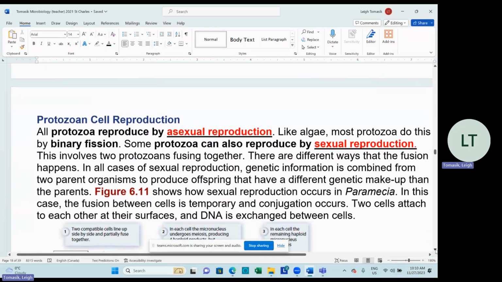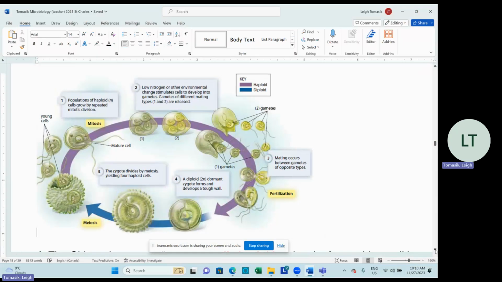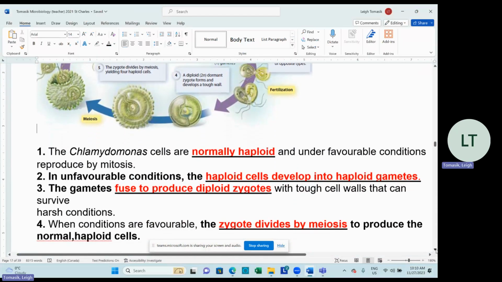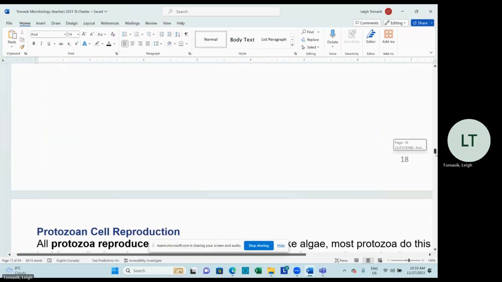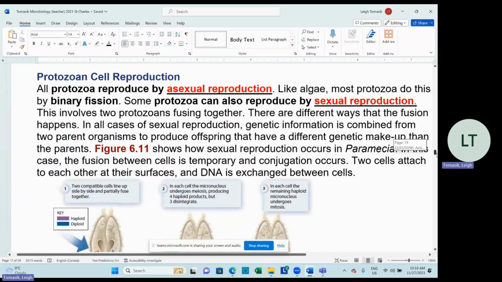So you have a little reading on protists. There is no protist assignment. Oh no, sorry. We have one more. We have one more page to get through.